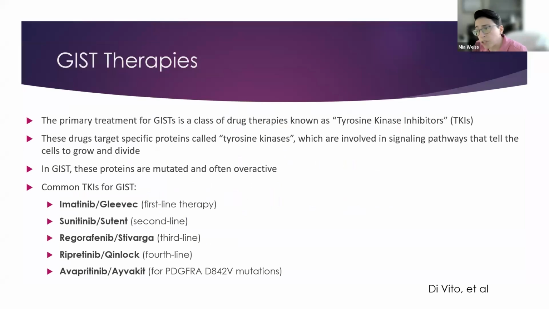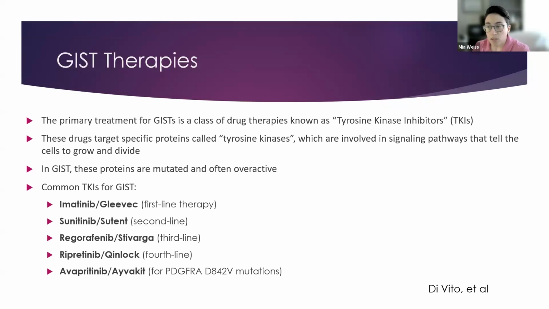So as many of us know, the primary treatment for GIST is a class of drug therapies known as tyrosine kinase inhibitors. So tyrosine kinases sit on the surface of the cell. Essentially, they're like the motor for the cell to tell it to grow and divide. And essentially what happens in GIST is that these particular proteins are mutated. And so they're overactive, and they're essentially telling the cell to divide without stopping. And that's why we end up with tumors. So the idea with these treatments or tyrosine kinase inhibitors is they're blocking that abnormal protein and hopefully getting the cell to stop dividing and hopefully to lead to cell death and decrease of the tumor.